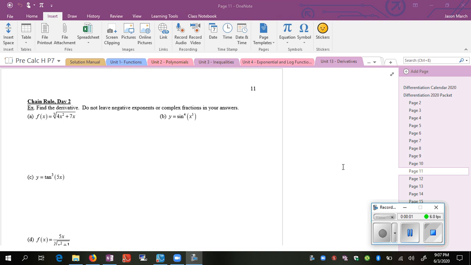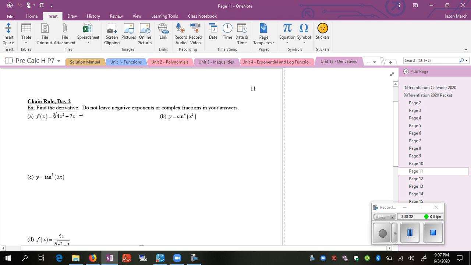All right, here we go for chain rule day 2. So chain rule day 1, we talked about composite functions, and so we're just going to start with some straightforward examples here. This one's going to kind of focus on algebraic simplification. You can see that this example says, do not leave negative exponents or complex fractions in your answers. So let's start with the first one here.